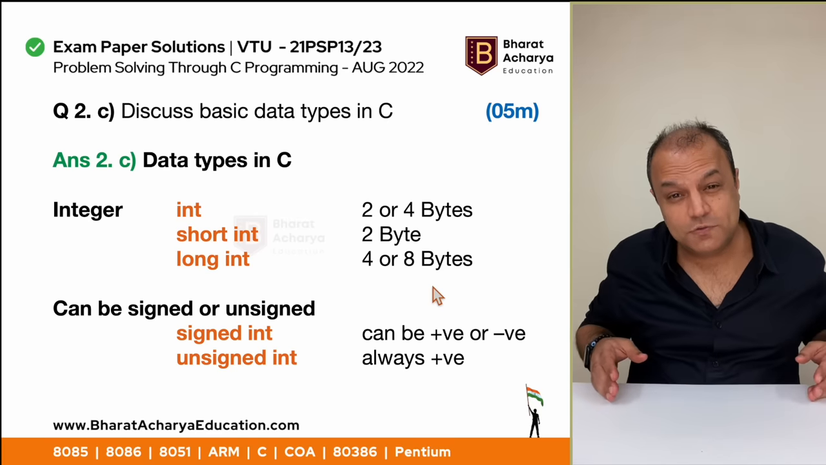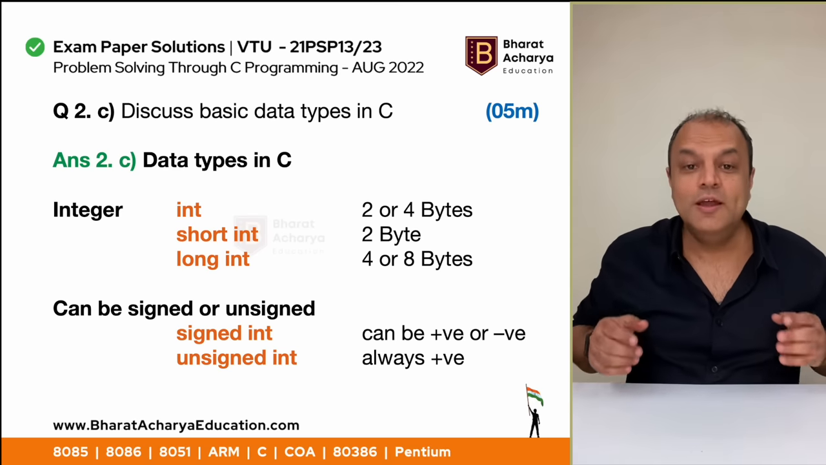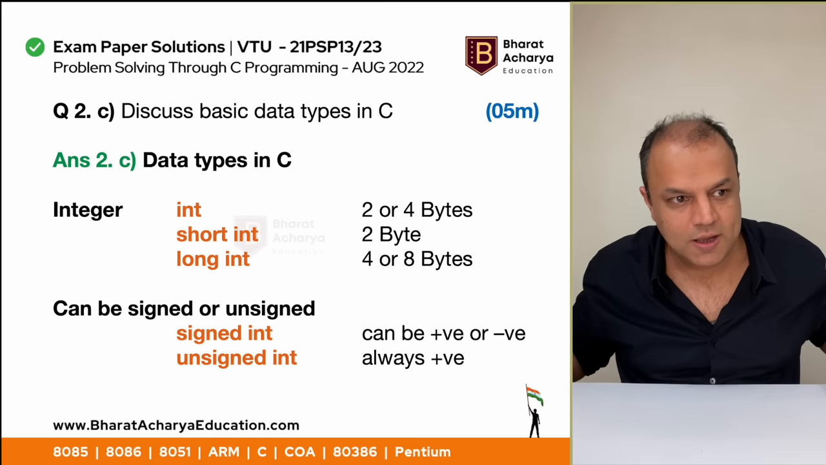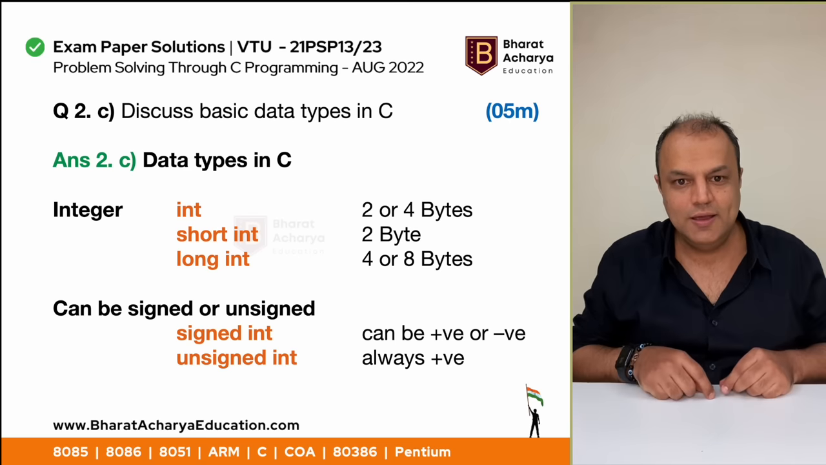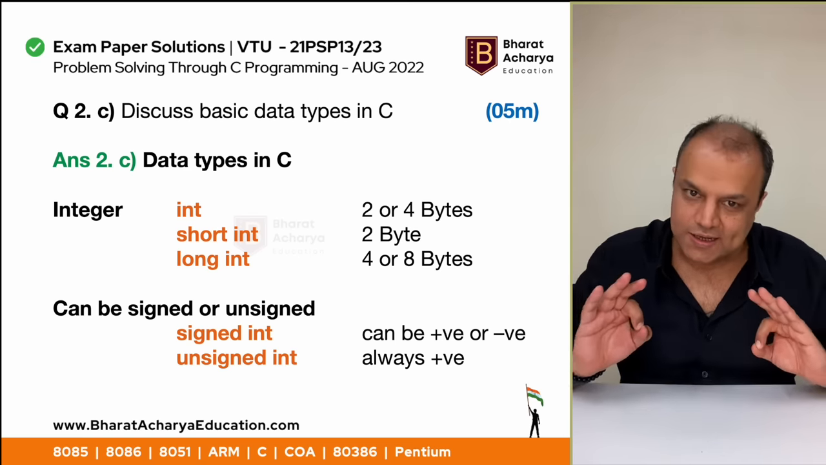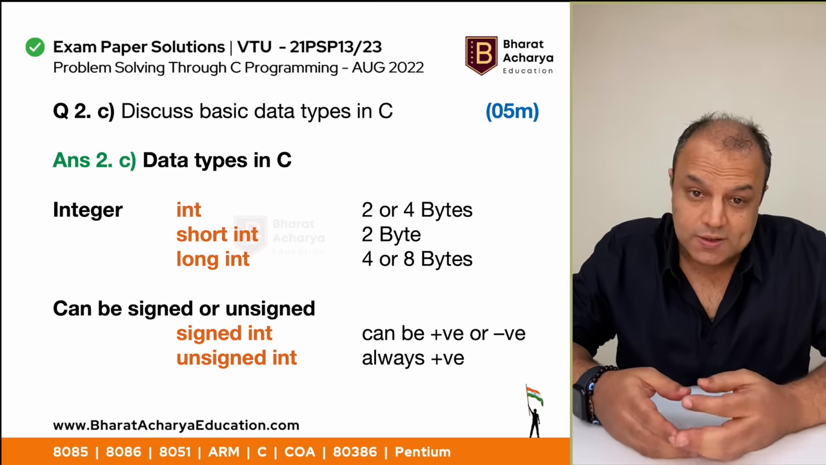8 bytes means 64 bits, so it has a range of 2 raised to 64. Are you clear? 2 raised to 64. You can simply write 2 raised to 64. You don't really need to write the whole expanded number. No examiner is really that silly that he or she wants that number. The concept of 2 raised to 16 gives that answer. Are you clear? If your college teacher still wants the number, then memorize it.